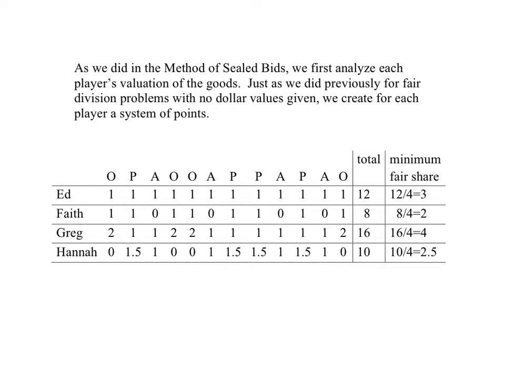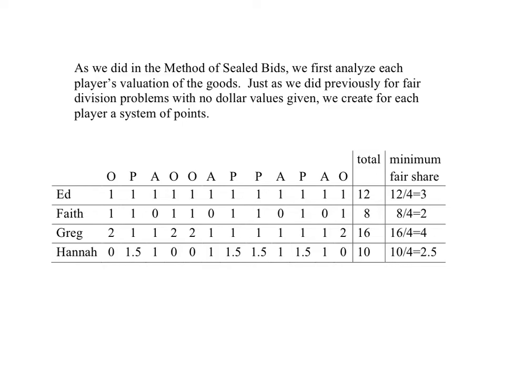Just as we did in the method of sealed bids, we start out analyzing each player's valuation of the goods. We create a point system to account for the relative preferences that each player has for the different kinds of fruit. This kind of chart might seem reminiscent of the charts we looked at in the previous chapter to analyze timeshare situations. That's not such an accident. This is actually analogous. What we're going to do here is analogous to the thought process we used in the previous chapter, but this is a crucial distinction. We are talking about fair distribution here, not fair division. Each orange will go whole to one person. We're not going to be cutting any oranges down the middle.